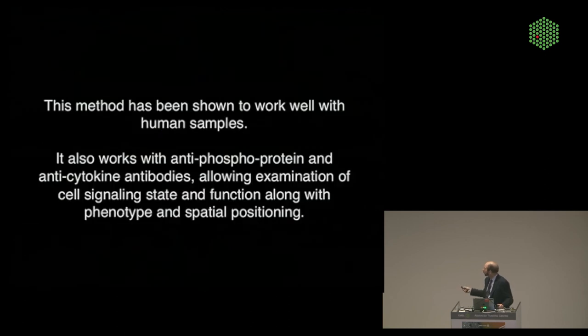And so we've done this, and I'll show you some other examples with humans in a moment. I'm not going to show you these data, but we've also shown that antiphosphoprotein and anti-cytokine antibodies work as well. And so you can phenotype the cells, look at their signaling state with the antiphospho antibodies, look at their function based on their cytokine production, and then localize them in the tissue all at one time in multiplex parameters.